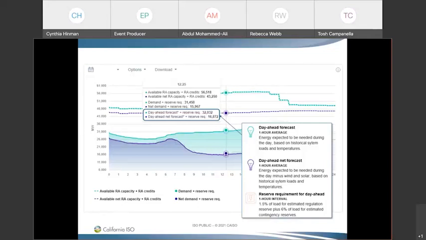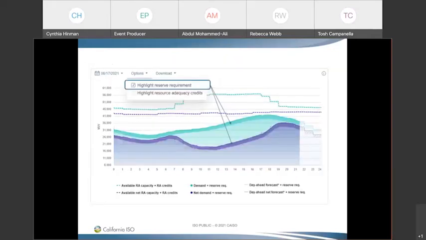On an earlier screen, I mentioned some of the options that can be applied to the chart, so we're going to look at those. First, the first option was highlight reserve requirement. And you can see how that area is now shaded on the chart. So it allows you to see the portion of the demand and net demand that is the reserve requirement. And it also shows this for the day-ahead forecast data.